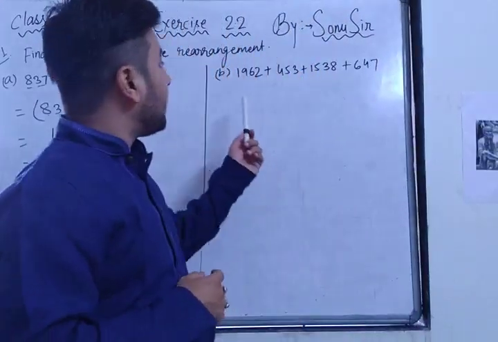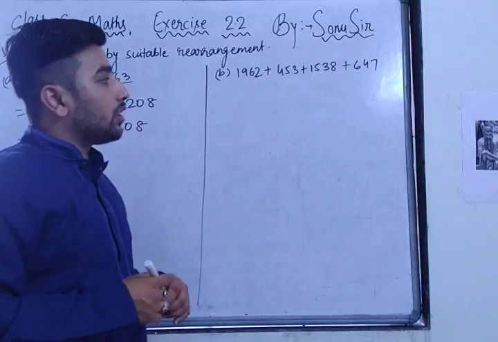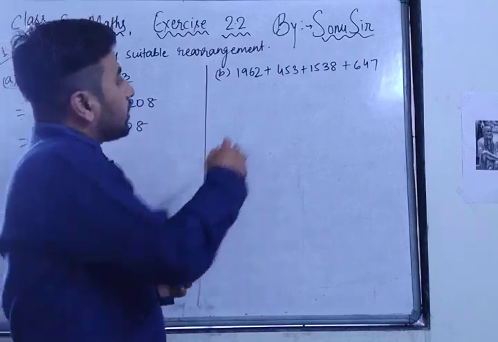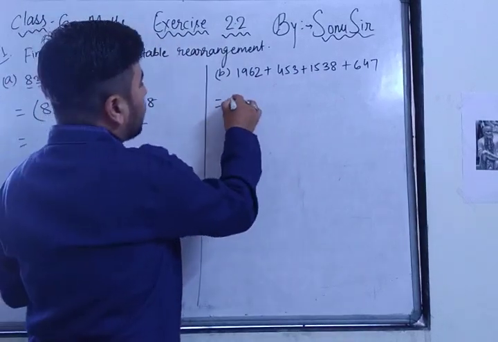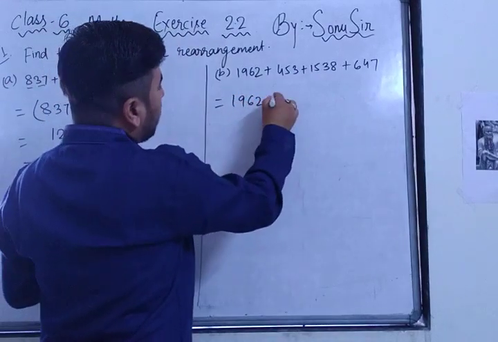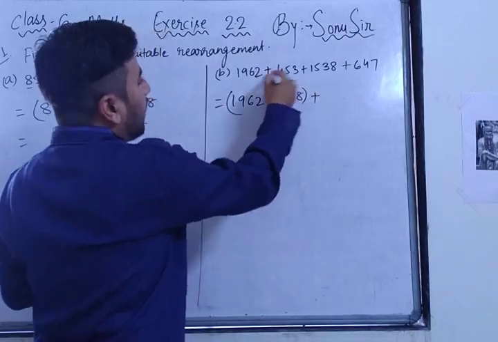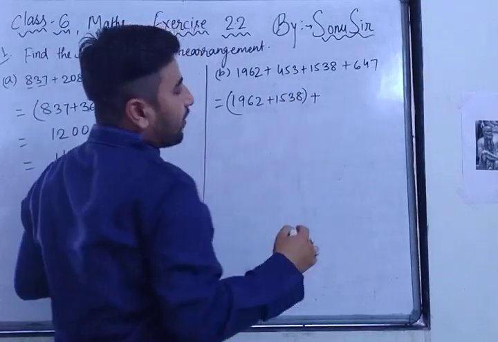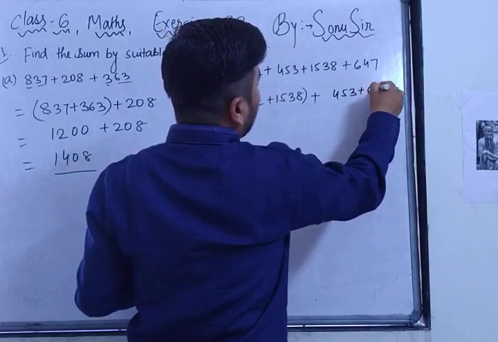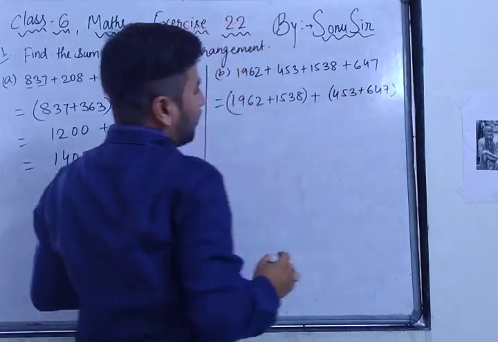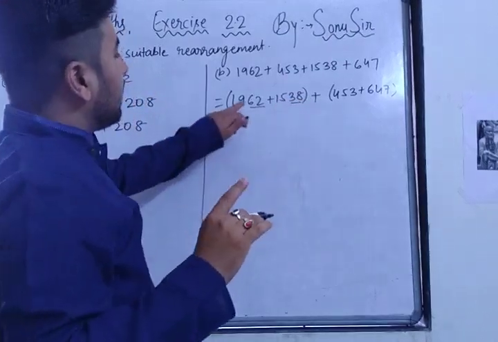You can see here 1962, 453, 1538 and 647. First of all, you have to use your brain. 62 plus 38 is going to be 100. So you have to use your brain. 1962 plus 1538, these two you put together, and you can see 453 plus 647, 53 plus 47 is also 100. So now see, 62 plus 38 is equal to 100.